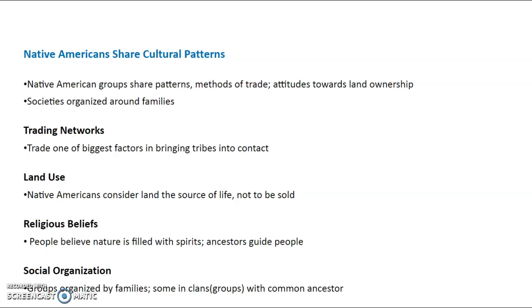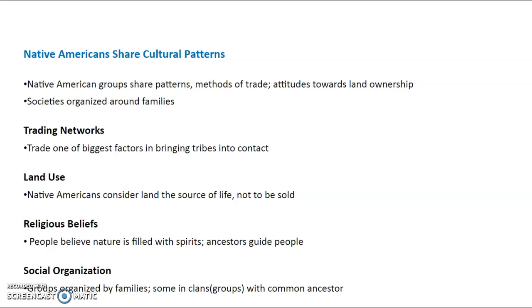Now, trading networks. Trade is one of the biggest factors in bringing tribes in contact with one another. Some tribes made specific things and then were able to trade them with other tribes to get things that they didn't make. Land use. Native Americans, generally speaking, consider land the source of life, and it's not to be sold. It's not something that you could own. There was no physical land ownership. Like today, we own a house, or a car, or we rent property, or rent a condo or an apartment. There was none of that. The land wasn't something you could buy.